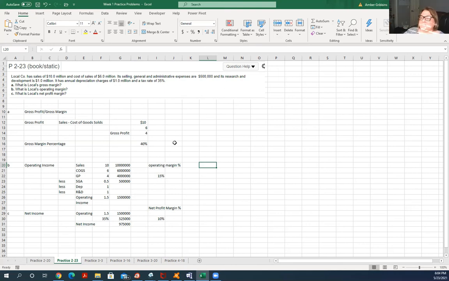All right, so let's walk through this problem together. Let's start with the gross profit and gross margin percentage. For the gross profit, we're going to take the sales less the cost of sales. So I put the sales up here as 10 million, right? The cost of sales, occasionally called cost of sales if it's a service place, cost of goods sold if it's manufacturing, is 6 million. The gross profit is 4.